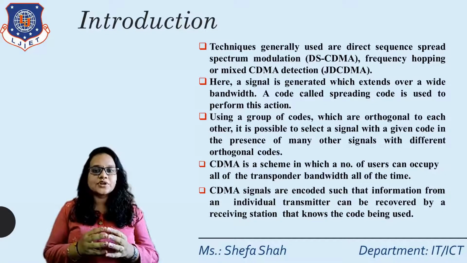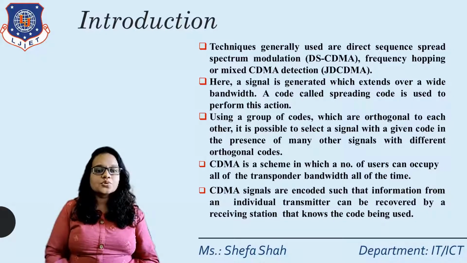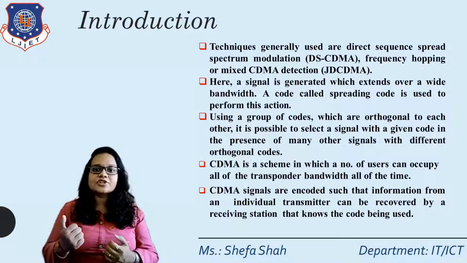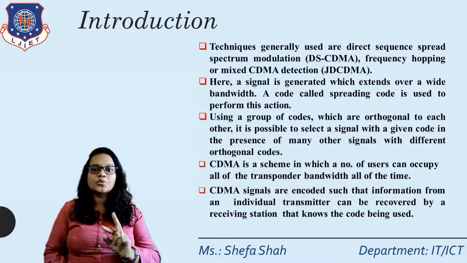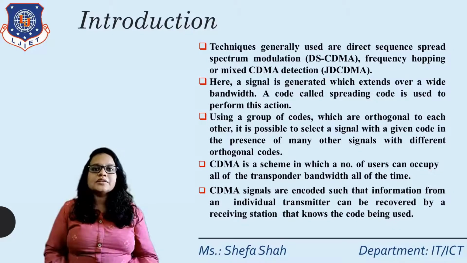Here a signal is generated which extends over a wide bandwidth. A code called a spreading code is used to perform this action. Using a group of codes which are orthogonal to each other, it is possible to select a signal with a given code in the presence of many other signals with different orthogonal codes. So in this code division multiplexing, each and every code is differentiated and the adjacent codes are orthogonal to each other. That means there is no relation between these adjacent codes. So the adjacent channel interference limitation which occurred in frequency division multiple access will be overcome in CDMA.